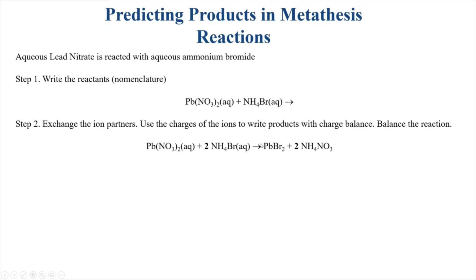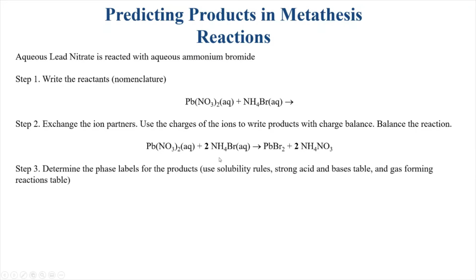So now that we've written our products with proper charge balance, we just have to balance the entire equation. So to make it balance, I have to add a 2 here to account for the fact that we need to have 2 bromides to go with the lead. So we have to add a 2 for these, the ammonium bromide, and a 2 for the ammonium nitrate. Now that again goes back to chapter 2 in terms of balancing reactions.